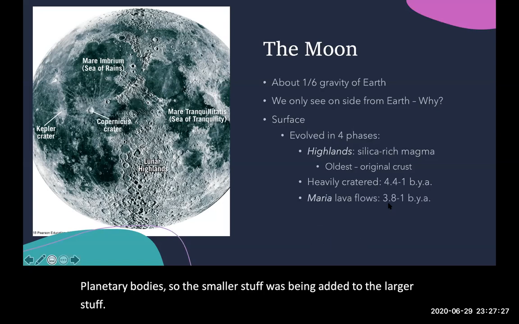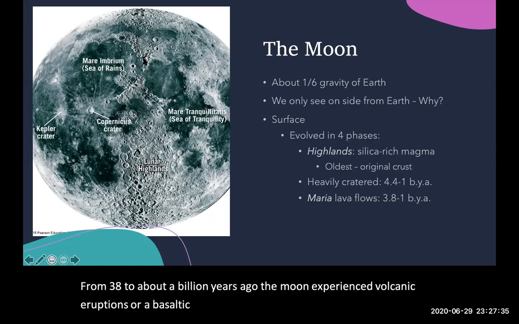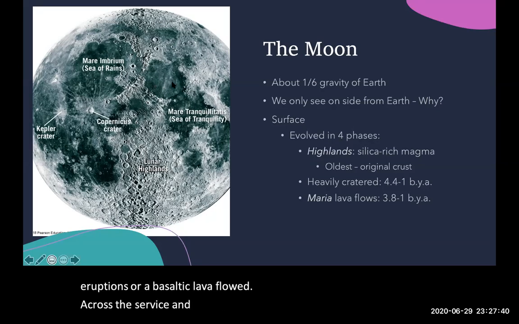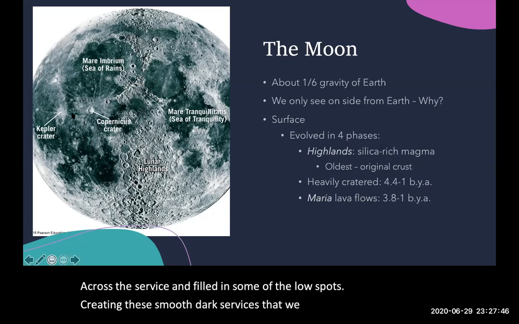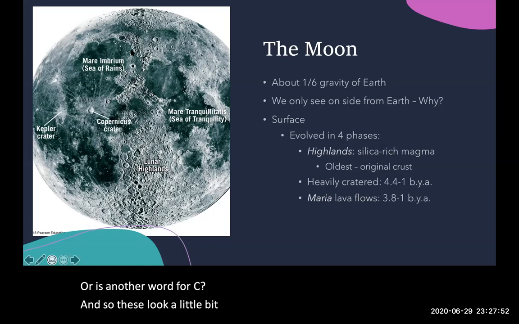From 3.8 to about 1 billion years ago, the moon experienced volcanic eruptions where basaltic lava flowed across the surface and filled in some of the low spots, creating these smooth, dark surfaces that we call the maria. Maria is another word for sea. And so these look a little bit like oceans relative to the higher and lighter in color landscape.